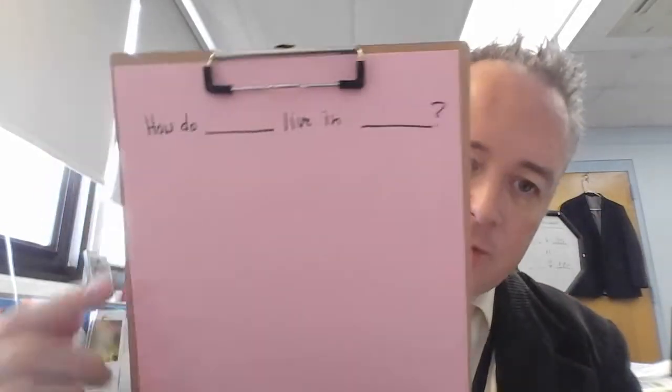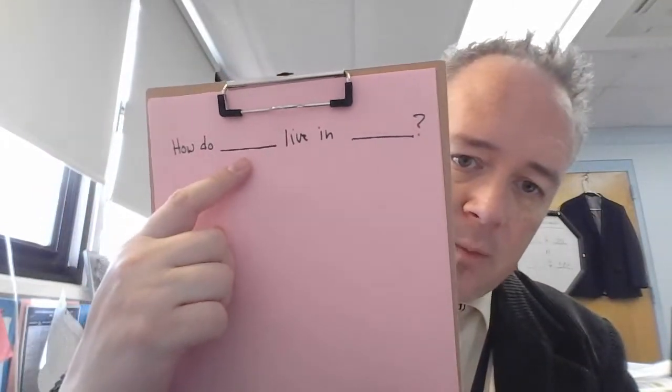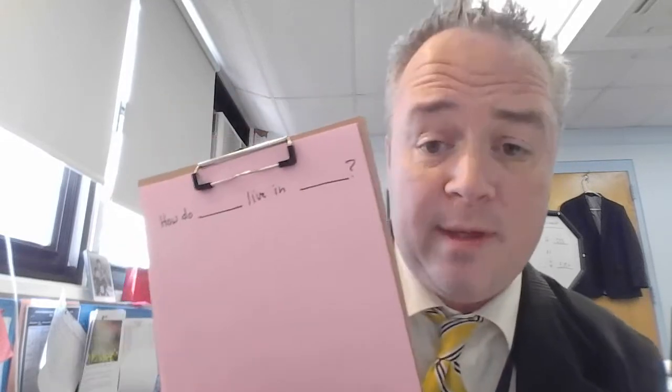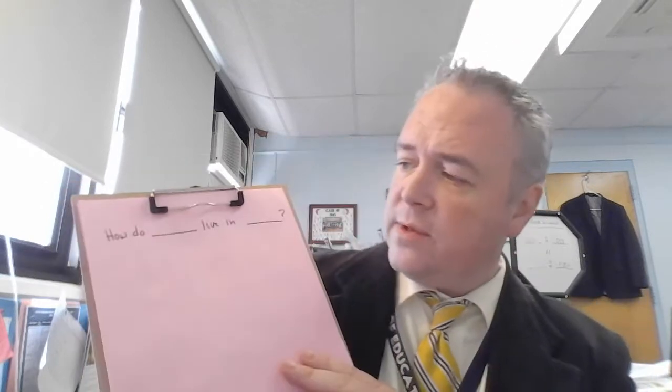And let's take a look. This is a big question, because sometimes researchers use a big question that they're going to think about. This is a big question I've been thinking about: how do animals live in their homes or their habitats? How do some kinds of animals live in their habitats?